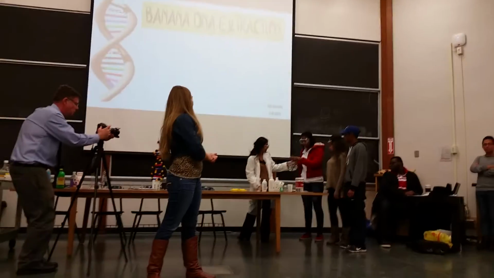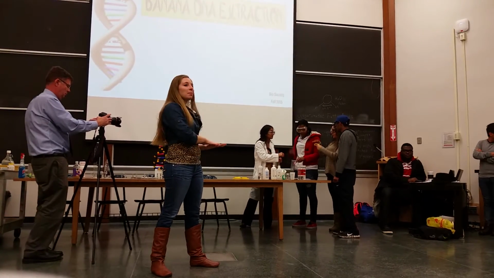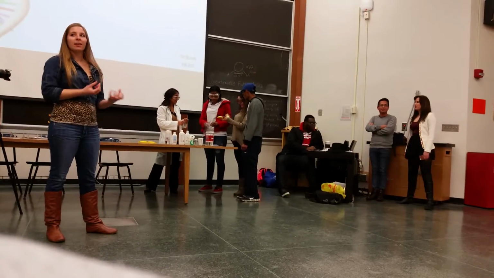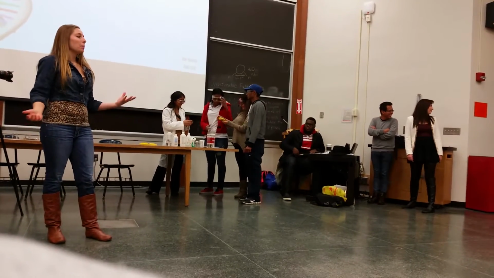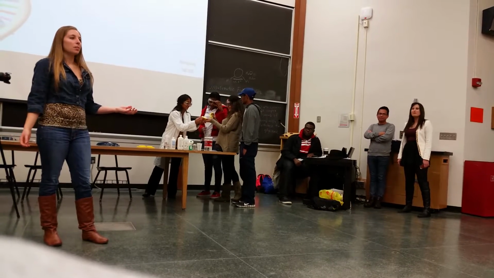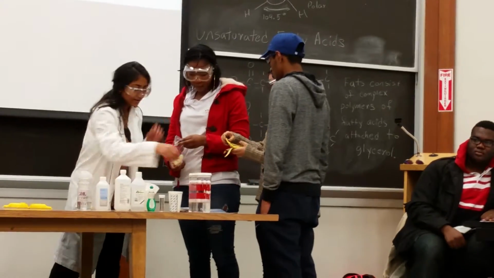Number one, the banana. Put the banana in the bag first and mash it up into a very liquidy slurry of banana. Now, what do you think the purpose of mushing up the banana is in this experiment? Since we're trying to get the DNA out of the banana. Does anyone have an idea?